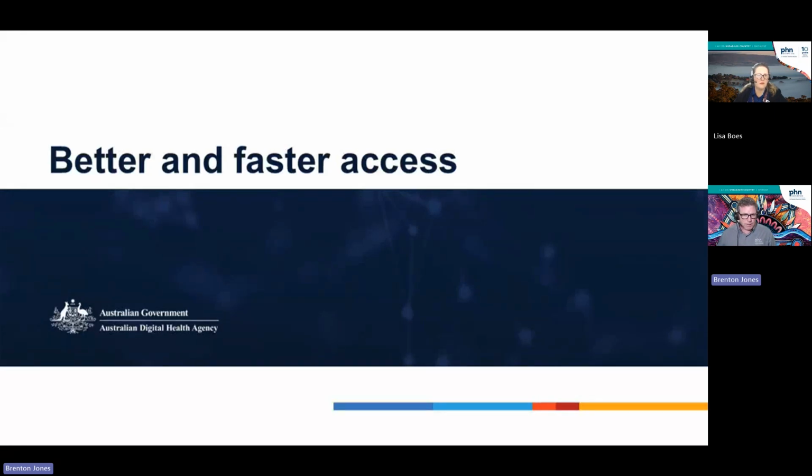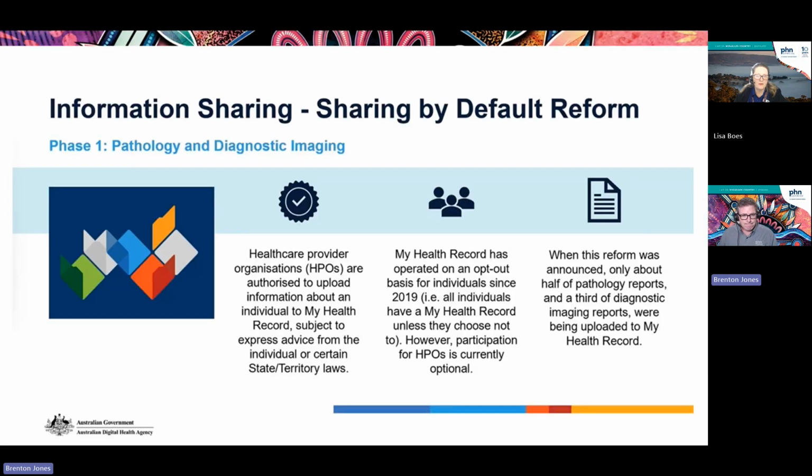So on the 15th of February 2025, relevant provisions of the Health Legislation Amendment (Modernising My Health Record – Sharing by Default) Act 2025, or the amending Act of the My Health Record Act 2012 and the Health Insurance Act 1973, commenced. The purpose of the amending Act is to establish a new legislative framework for requiring certain key health information to be shared with the My Health Record system.